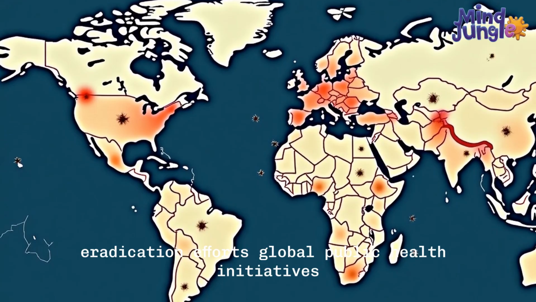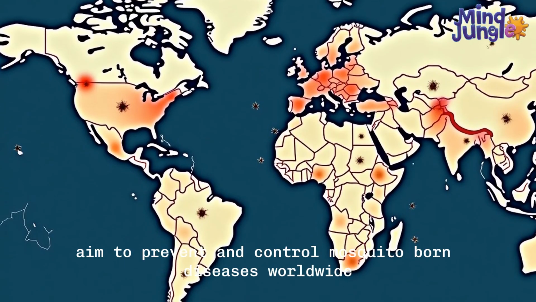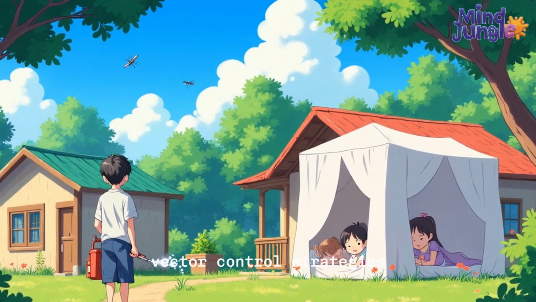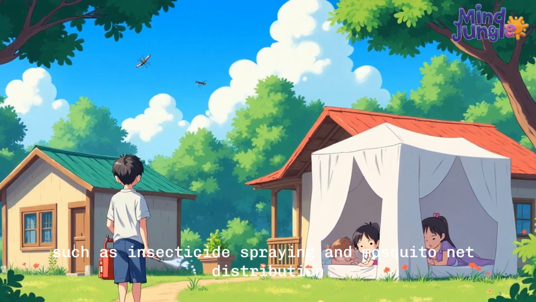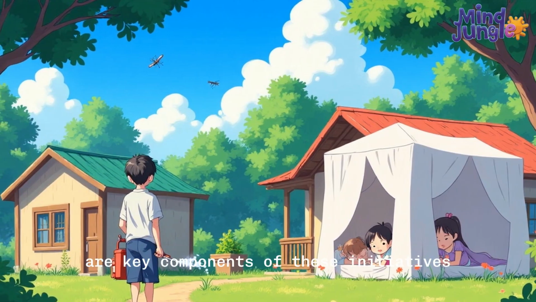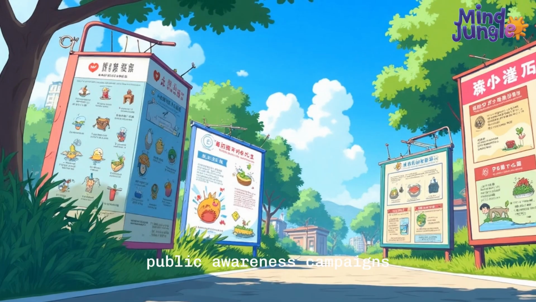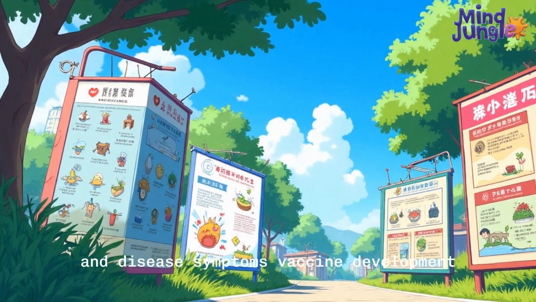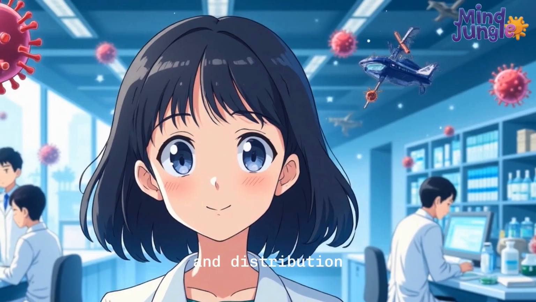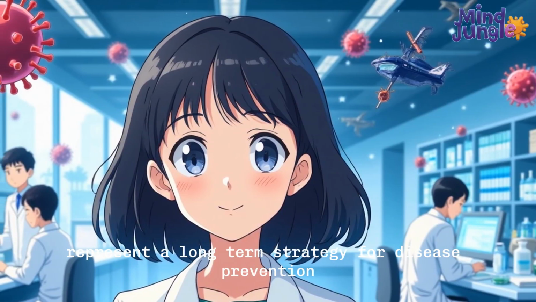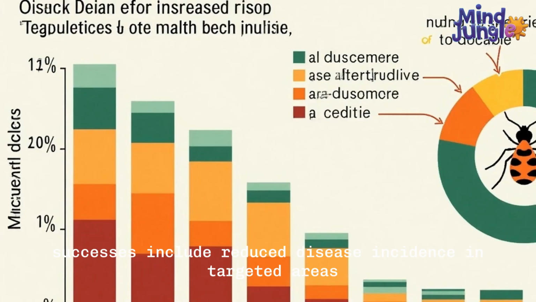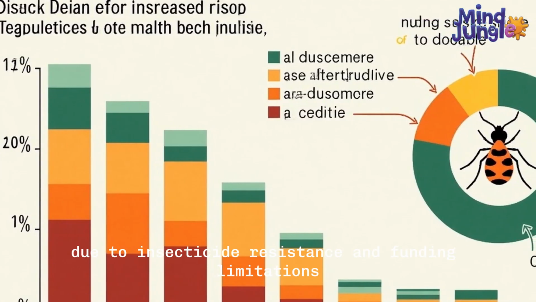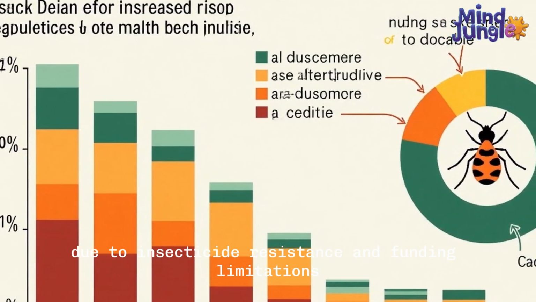Global public health initiatives aim to prevent and control mosquito-borne diseases worldwide. Vector control strategies, such as insecticide spraying and mosquito net distribution, are key components of these initiatives. Public awareness campaigns educate communities about preventive measures and disease symptoms. Vaccine development and distribution represent a long-term strategy for disease prevention. Successes include reduced disease incidence in targeted areas, but challenges remain due to insecticide resistance and funding limitations.